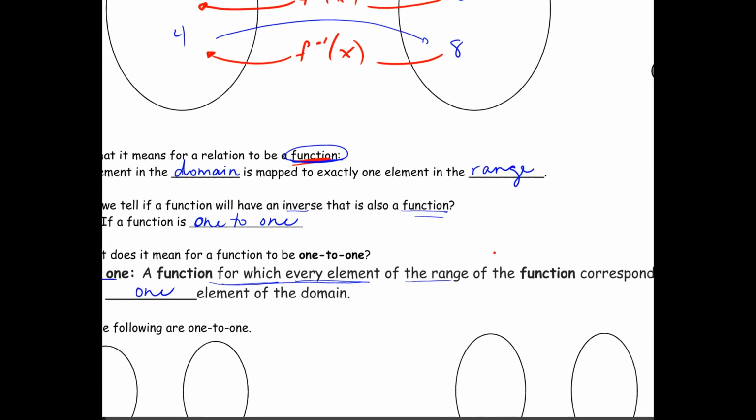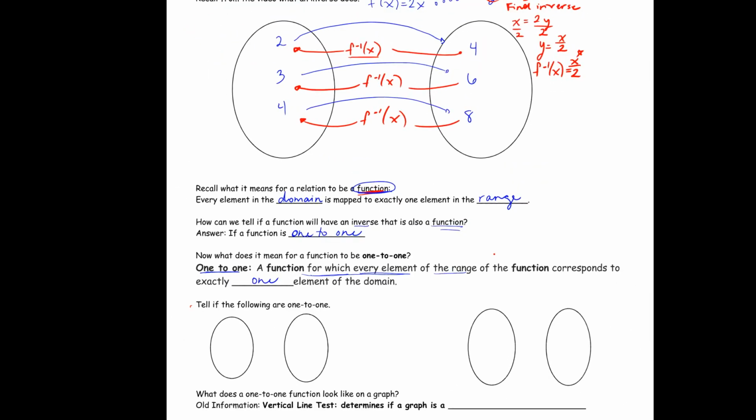Can you not make this bigger? I don't think you can. Okay, maybe I can do that.